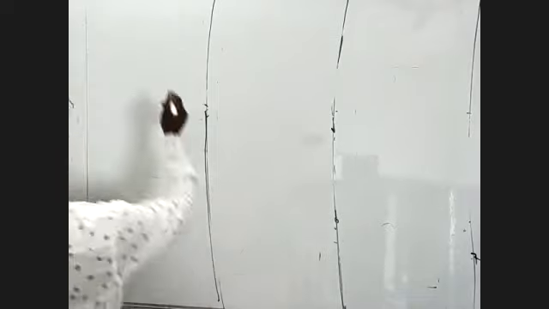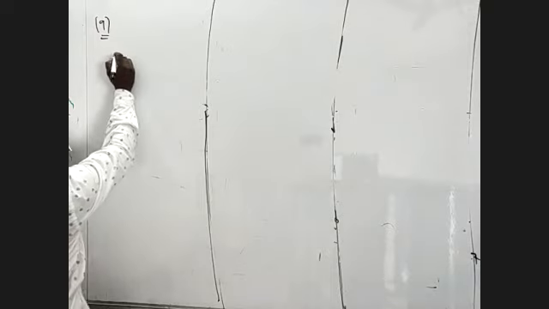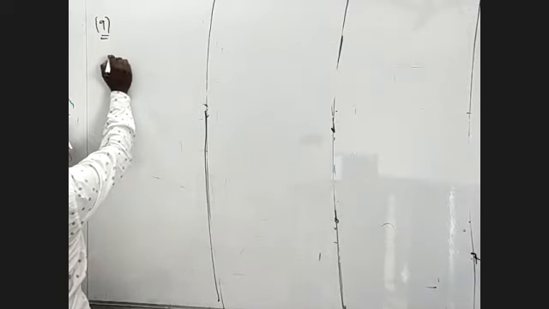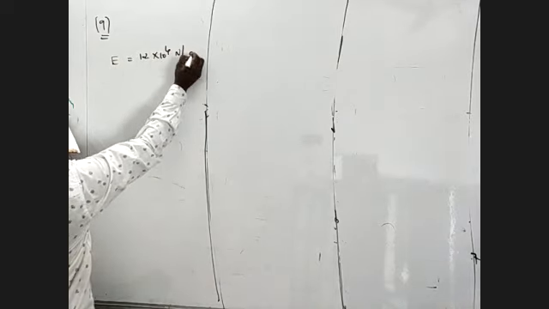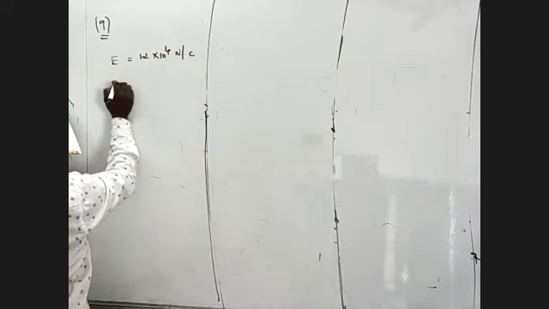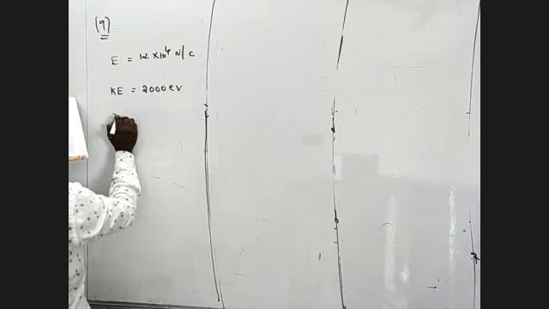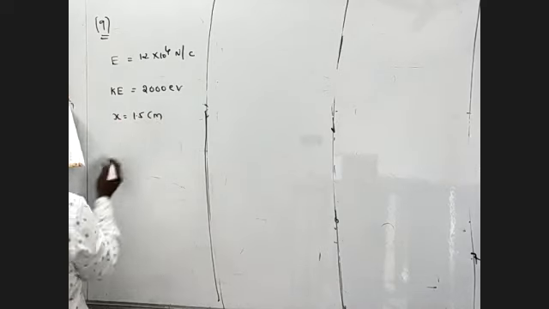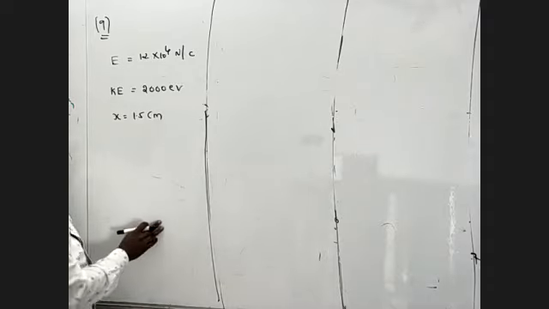Question number 9. So in question number 9, what is given? The electric field between the plates of a cathode ray tube is given as 1.2 into 10 power of 4 N by C. The deflection that the electron will experience on entering at right angle to the field. The kinetic energy is equal to 2000 electron volt, and the deflection is 1.5 centimeter. That is, the x value is 1.5 centimeter. This concept was already explained to you.